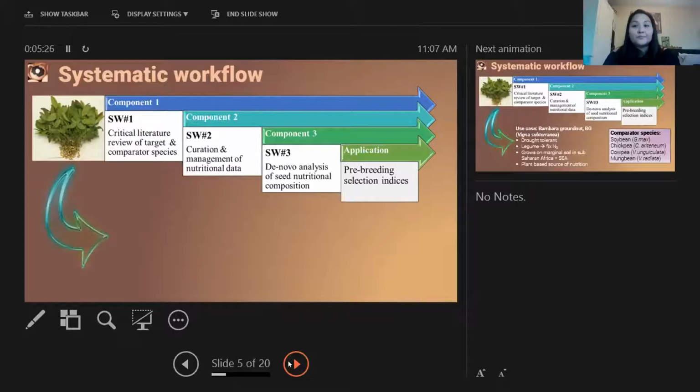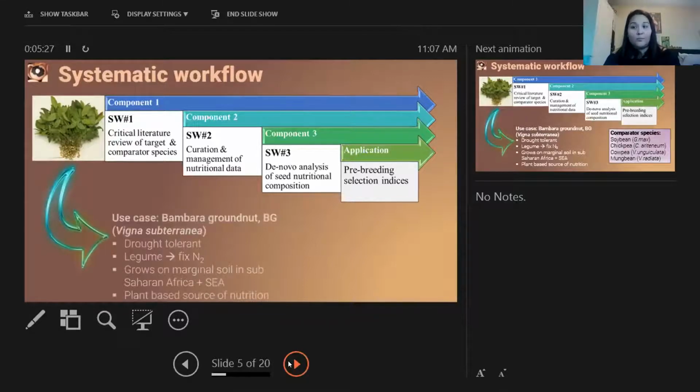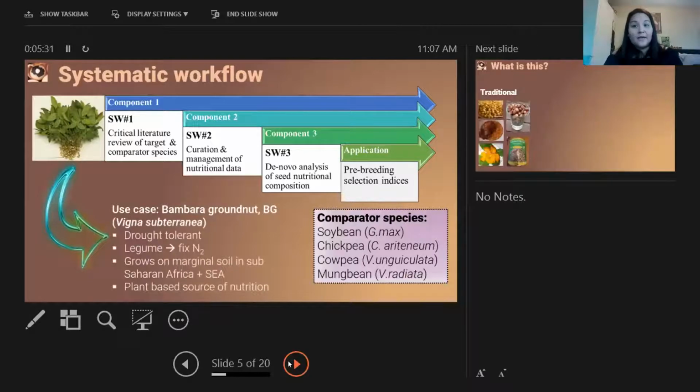To develop the workflow, we need a crop that is not really very obscure, that you can't get any varieties from. The crop that we've used to develop this systematic workflow is an underutilized legume that's indigenous to sub-Saharan Africa called the bambara groundnut. If anybody here is from Africa, they would probably know this crop because it's quite famous as a traditional food in many areas in Africa.